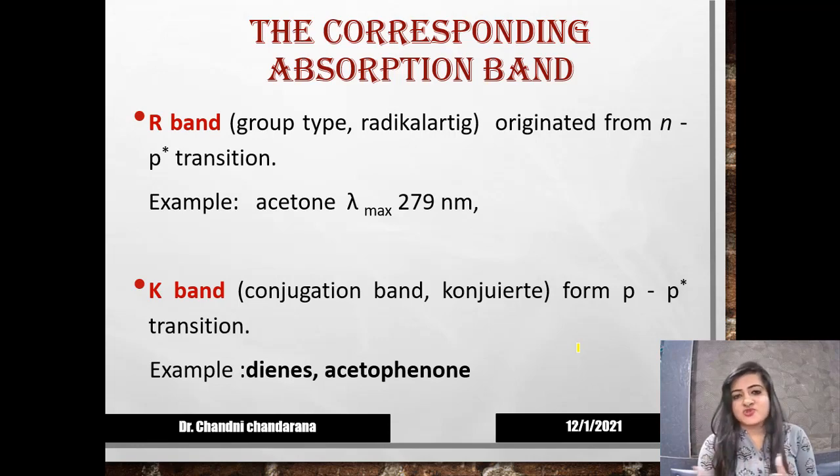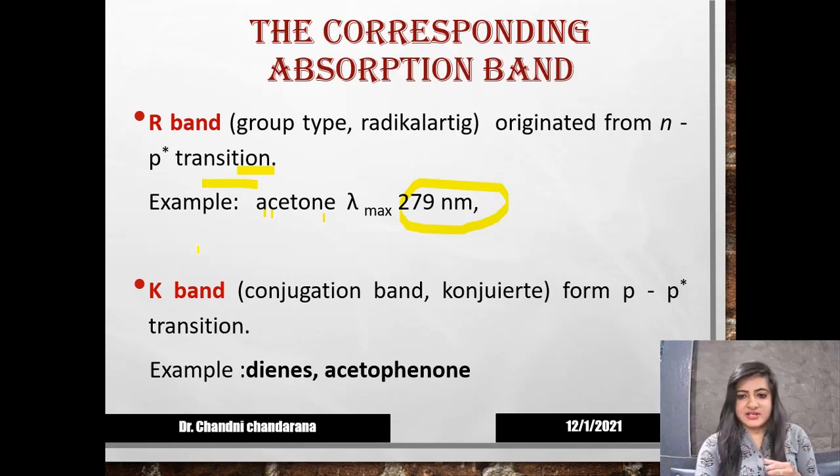Now, some bands correspond to these electronic transitions. They are known as absorption bands: R band, K band, B band, E band. What is the R band? It originates from n to pi star transition. For example, acetone at lambda max 279 nanometer is an example of n to pi star transition. The band originated from n to pi star transition is known as the R band.